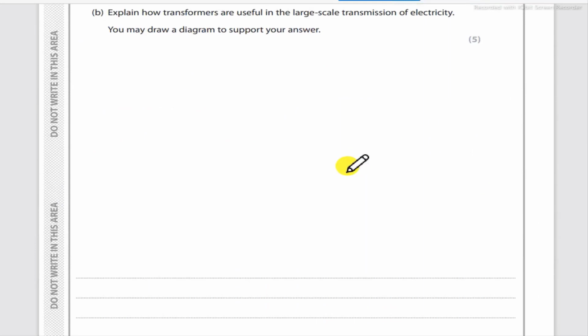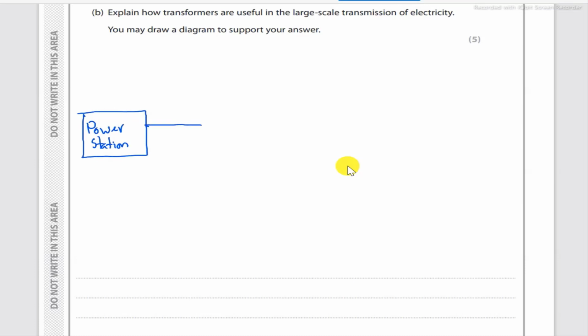Explain how transformers are useful in the large-scale transmission of electricity. You may draw a diagram to support your answer. Here is the power station.